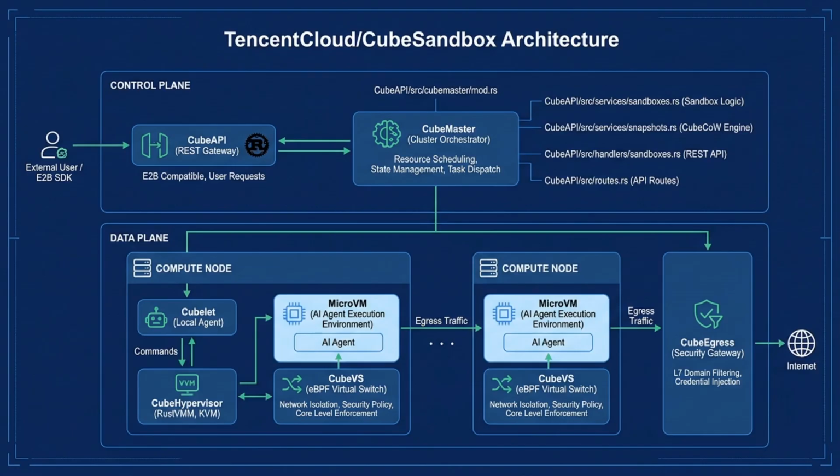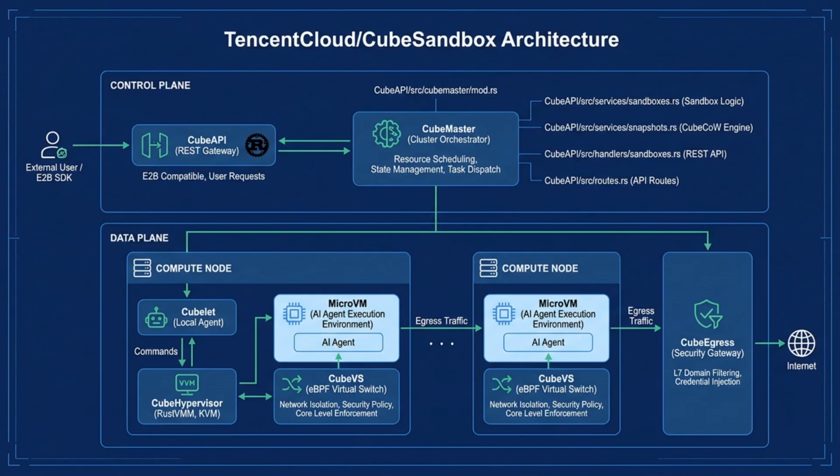Second is network security. This is managed by a component called KubeVS, which is a virtual switch built with eBPF technology. This means network policies are enforced deep inside the Linux kernel itself, making them incredibly fast and impossible for the sandboxed code to bypass.